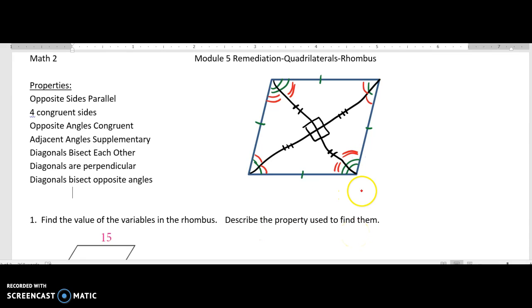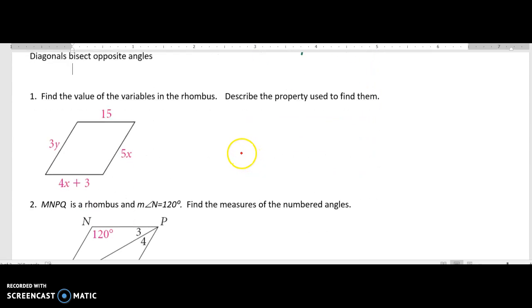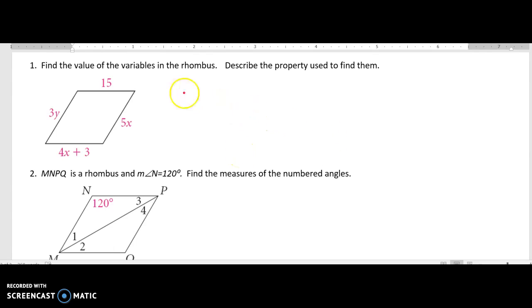So the properties are very similar, but you have to add in the fact that all four sides are congruent. The diagonals bisect the opposite angles, meaning they cut them in half. And then these diagonals are also perpendicular, giving you right angles at the center. So let's apply these properties to a couple of examples.